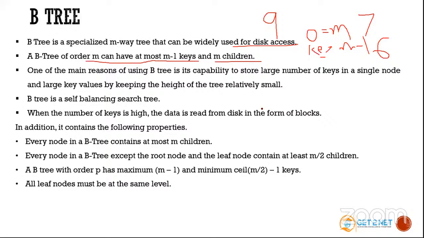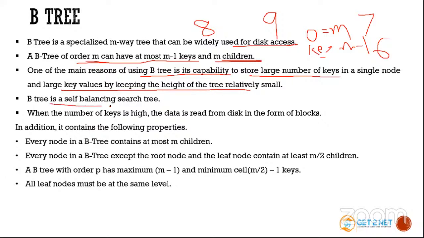Yeah, correct. Absolutely right. That means the order is the same as the number of children, and the keys are order minus 1. 9 minus 1, that is 8 keys. Yeah, correct. One of the main reasons for using a B tree is its capability to store a large number of keys in a single node, and large key values, while keeping the height of the tree relatively small. Lots of keys can be kept here. That's why we are using this B tree.